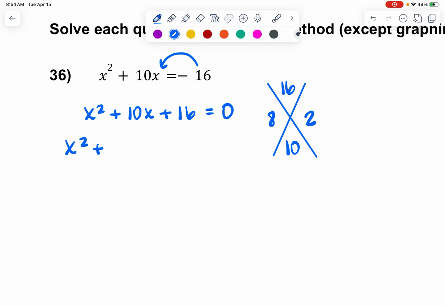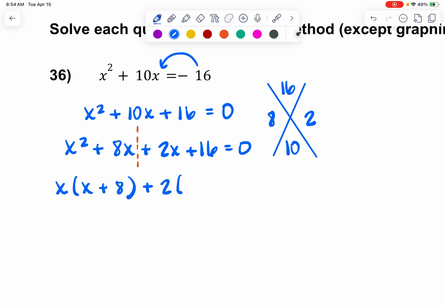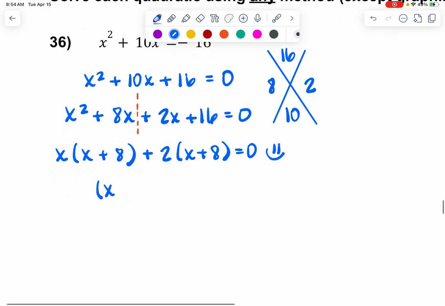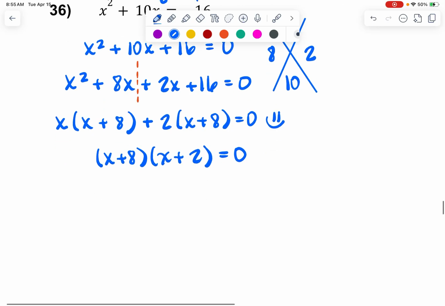So x squared plus 8x plus 2x plus 16. Right, I got it back to its 4 term. Then we split it down the middle and GCF, GCF, GCF 3 times in a row. So I take out an x, I take out a 2. I got my little happy face because my parentheses are identical. So I get x plus 8, x plus 2, but don't stop there because those are not solutions.